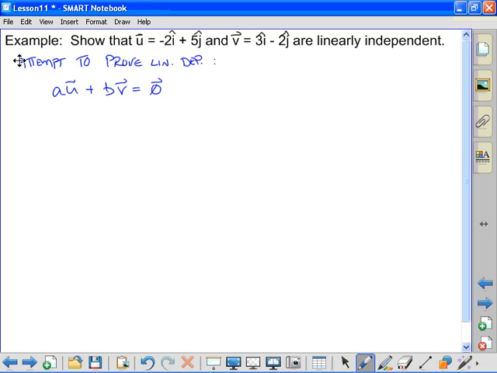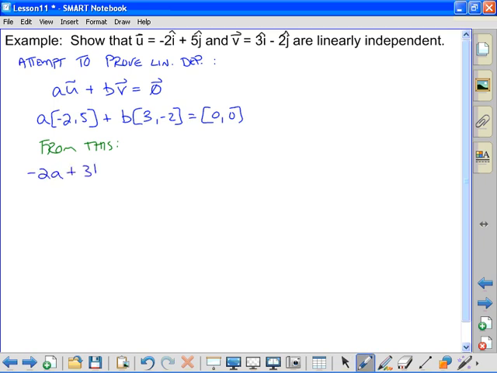When I do that, I know I have two vectors, but the vectors are two-dimensional, so at the end of this I'm going to have two equations and two unknowns, which makes it a little bit easier. So I go from this. We know that we have negative 2a plus 3b equals 0. The nice thing about this process is you're always proving for linear dependence, and if it falls apart or fails at some point, then you know it has to be linearly independent.